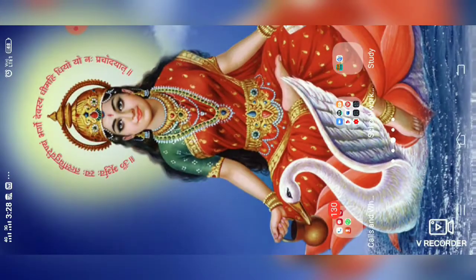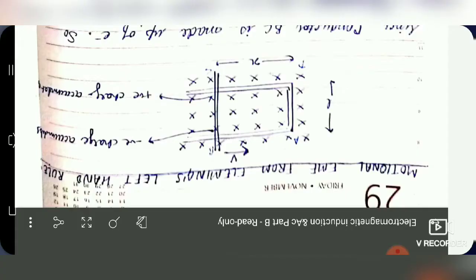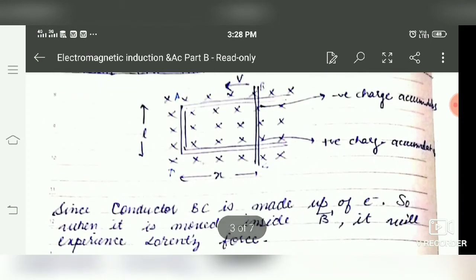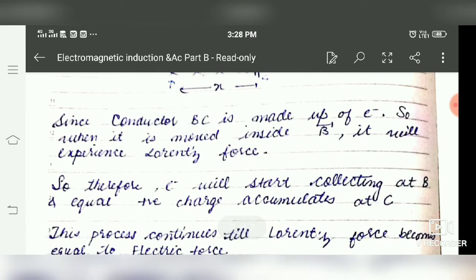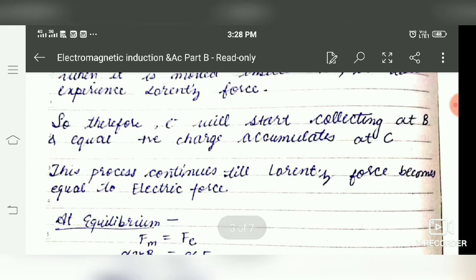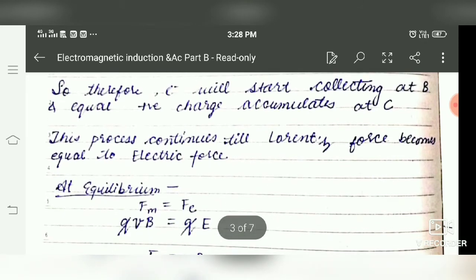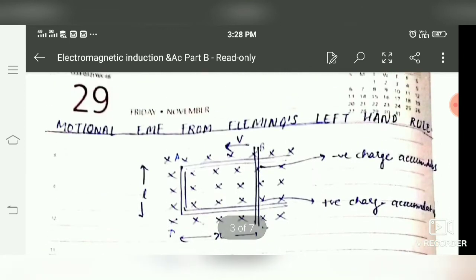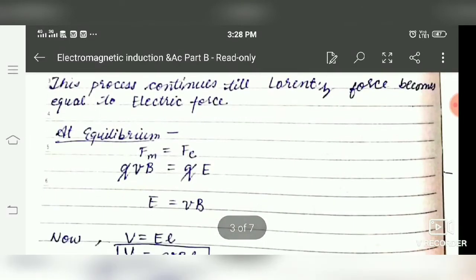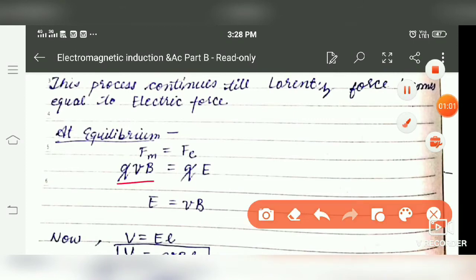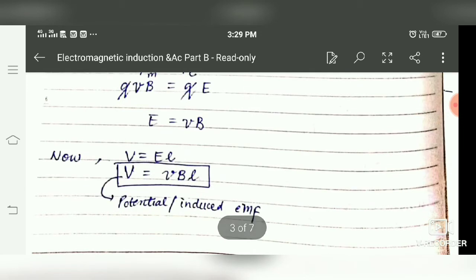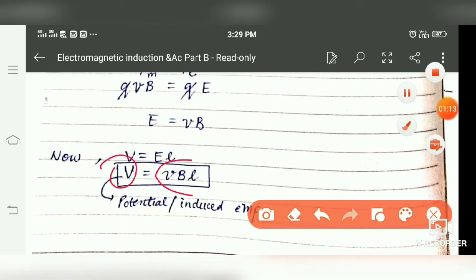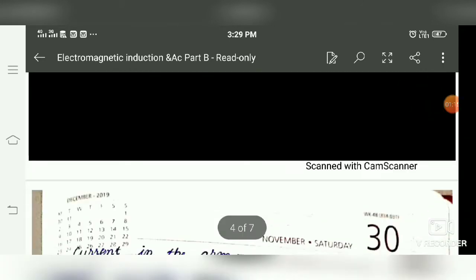Next is motional EMF from Fleming's left hand rule. Now, we know that since the conductor BC is made up of electrons, when the electrons move inside, they experience Lorentz force. So electrons start collecting at B and an equal positive charge accumulates at C. B and C attain some potential difference, due to which the force acting is QVB equals QE. Q gets cancelled with Q. This is magnetic force equals electric force because equilibrium has occurred. So we get potential equal to VBL.